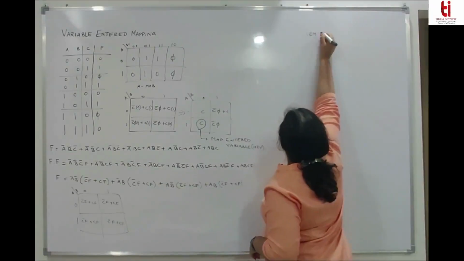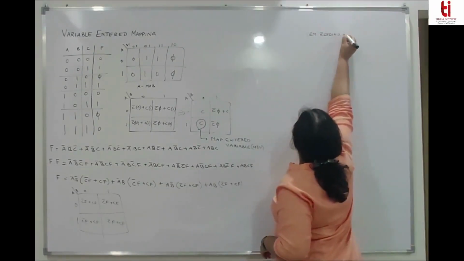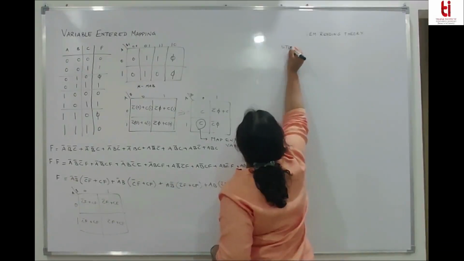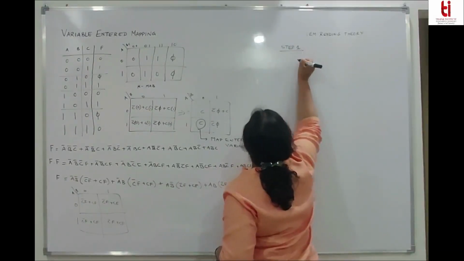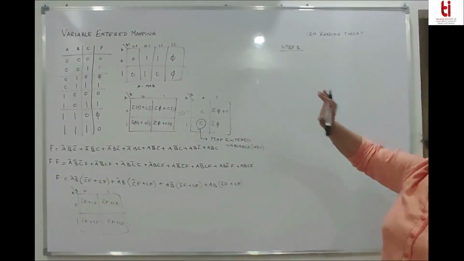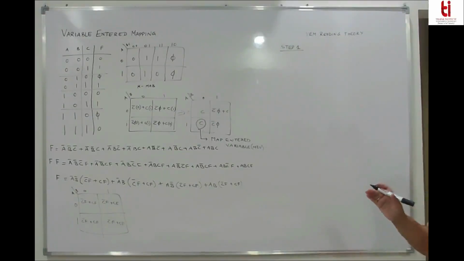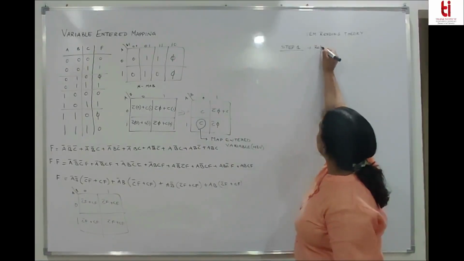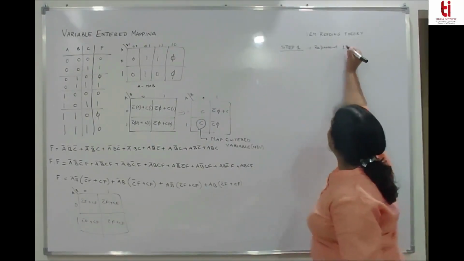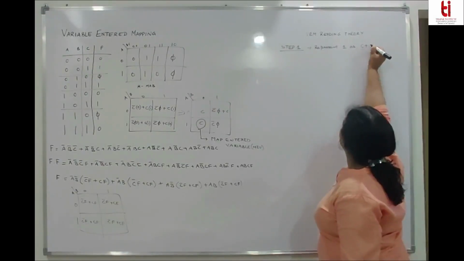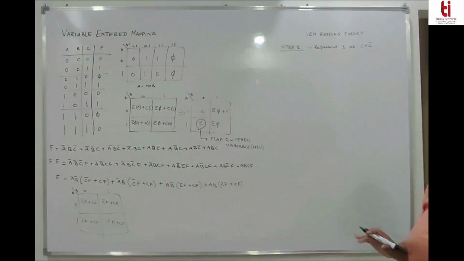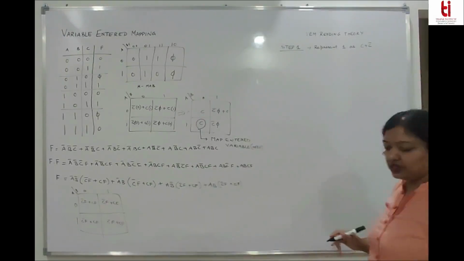So this is VEM reading theory. How to read. So step 1 is plot all the map entered variables and their complements into the boxes and represent one as this C plus C bar, or whatever variable you are taken within the map, that should be this. This is the first thing.